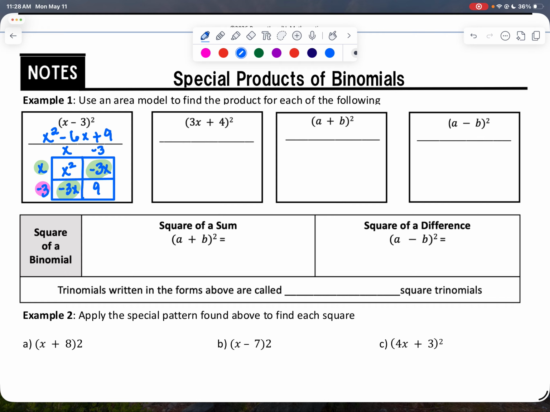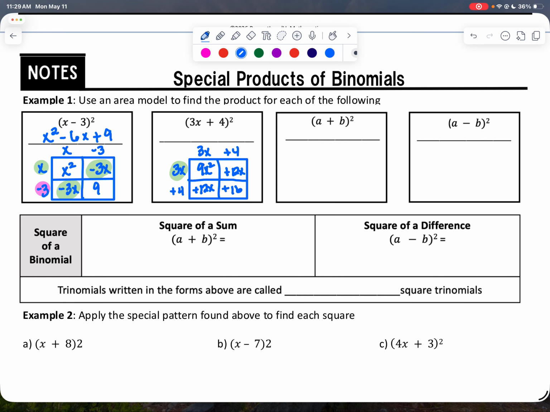All right, for our second square, we have 3x plus 4 quantity squared. So again, we're going to use an area model here. I'll cut that into a 2 by 2 rectangle, and I'm going to multiply 3x plus 4 times 3x plus 4. Because we're squaring it, we're multiplying it times itself. So again, I'll take this first term and multiply it by everything on the top row. So 3x times 3x gives me 9x squared. 3x times 4 gives me positive 12x. 4 times 3x gives me positive 12x, and 4 times 4 gives me positive 16.